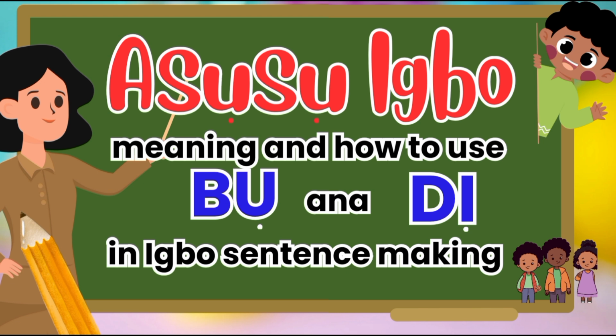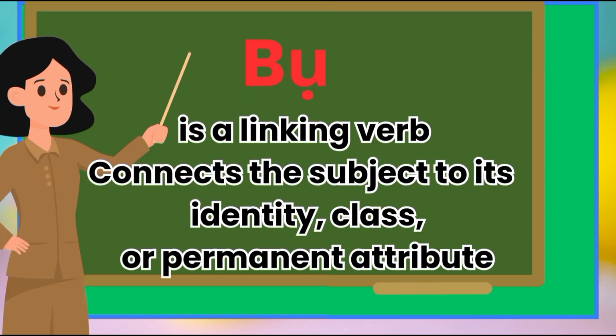episode. We are going to be talking about the verb bo. Earlier on, we have discussed the, and now we are going to be discussing bo. Bo is also a verb to be and is a linking verb. It connects the subject to its identity, class, or permanent attributes. Remember, we said that D is for temporal and then bo is used for permanent or identity.